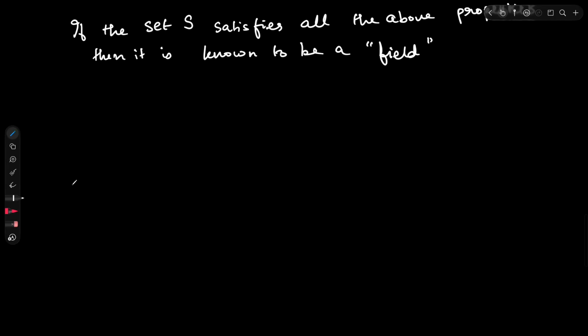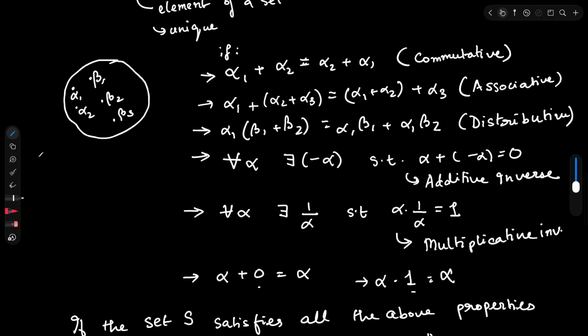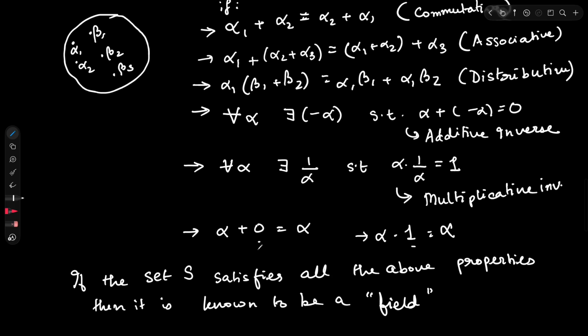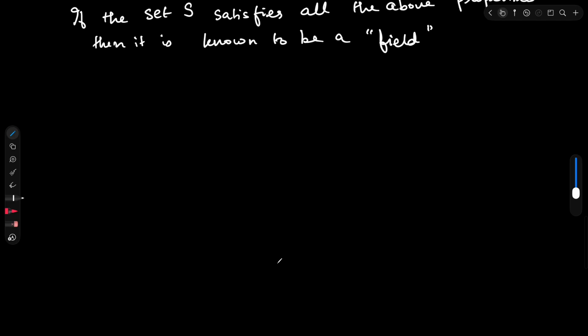Okay, so coming back, in the last lecture we did the definition of a field and we saw the properties of what a field means. These were all the properties: commutative, associative, distributive, additive inverse, multiplicative inverse, and then there is an additive identity and a multiplicative identity. Now, in this lecture, we will be looking at an example of a very popular field.